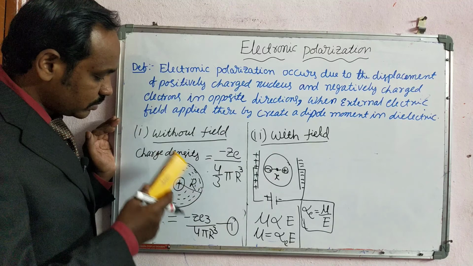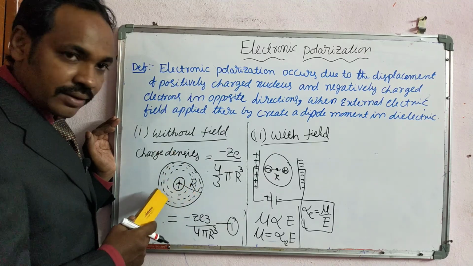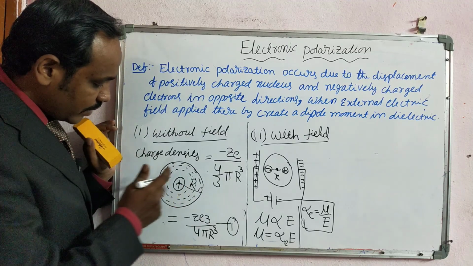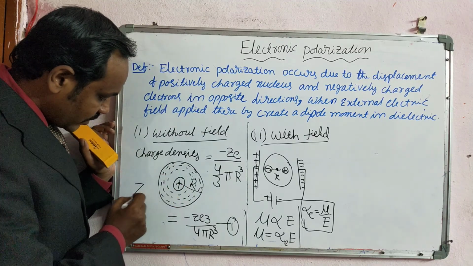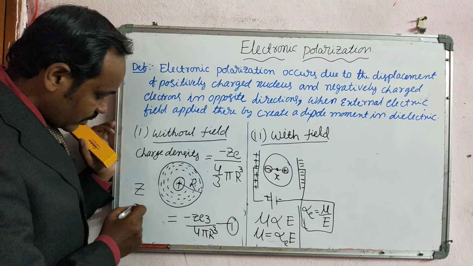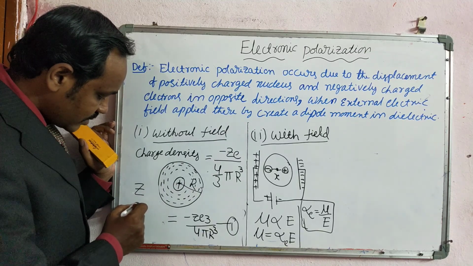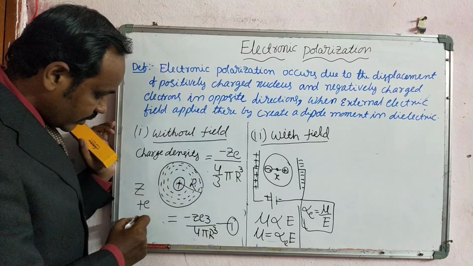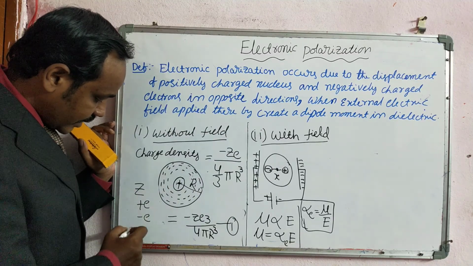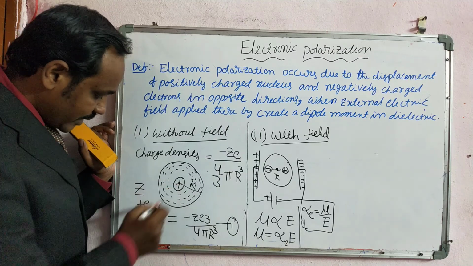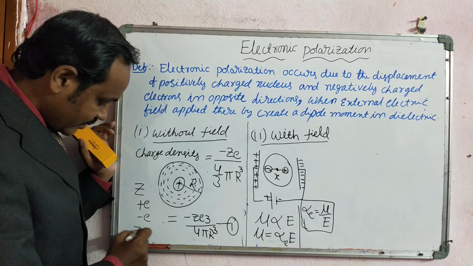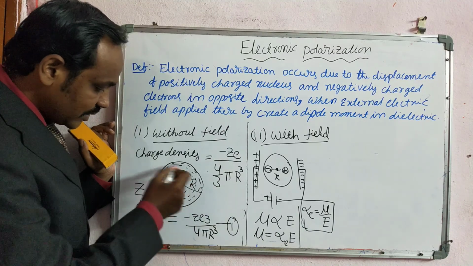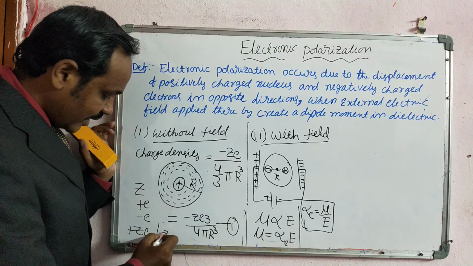Now the radius I have taken as R. Then here I have to take the atomic number, which I consider as Z. We know that inside the nucleus you have the protons, which carry positive charge. Outside, the electrons carry negative charge. So at the center of this nucleus I can write plus Ze. And due to all the electrons, we can write minus Ze.